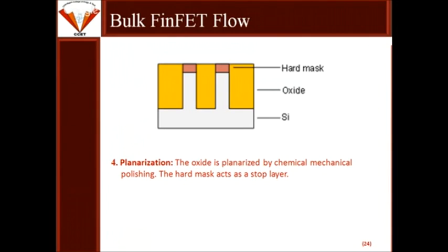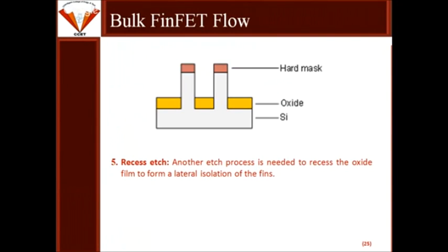Next, the top of the oxide layer will be removed, and a planar surface will be provided. So the oxide is planarized by chemical mechanical polishing, and the hard mask acts as a stop layer. Now the bulk FinFET flow. The next process is recess etch. Another etch process is needed to recess the oxide film to form a lateral isolation of the fin. It means now you can see the fin is visible over the surface.